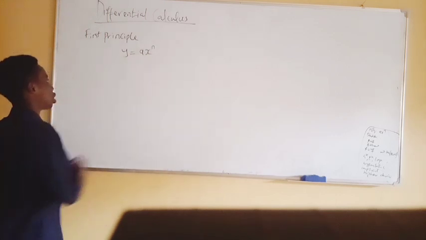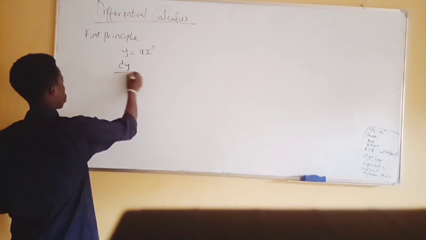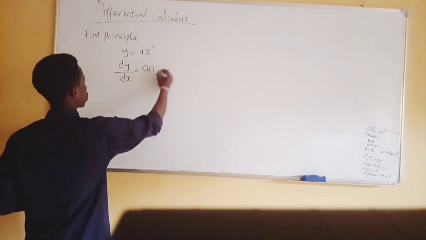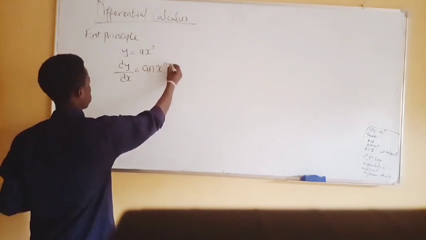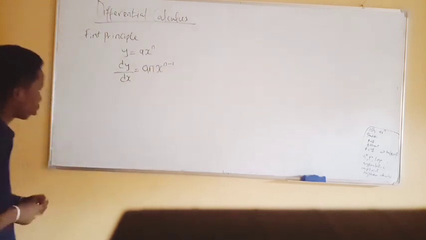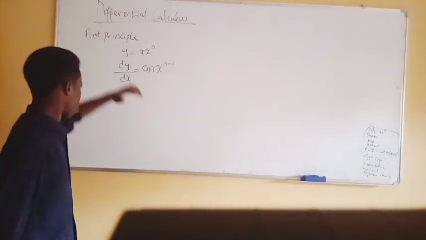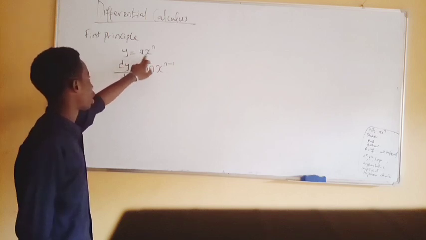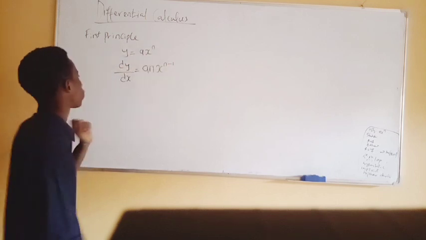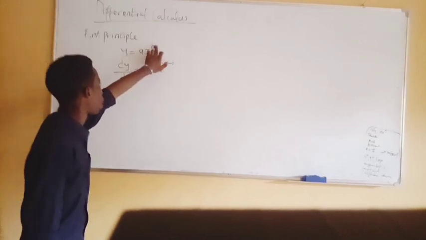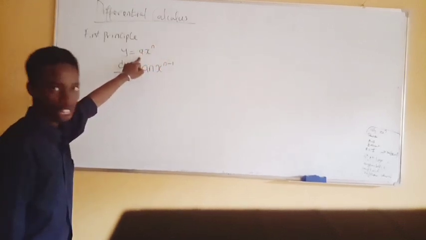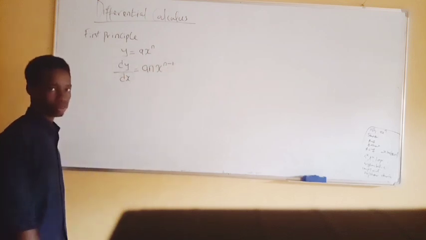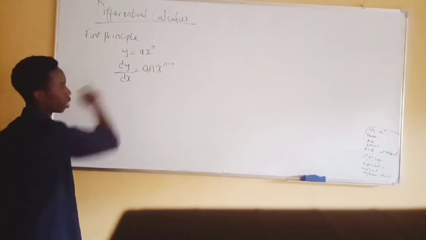Now, the derivative of this function is always given as a n x to the power of n minus 1. What this means is that if I'm given this function y equals ax to the power of n, I simply multiply the power by the coefficient and subtract 1 from the power of x. In that way, I get my derivative.